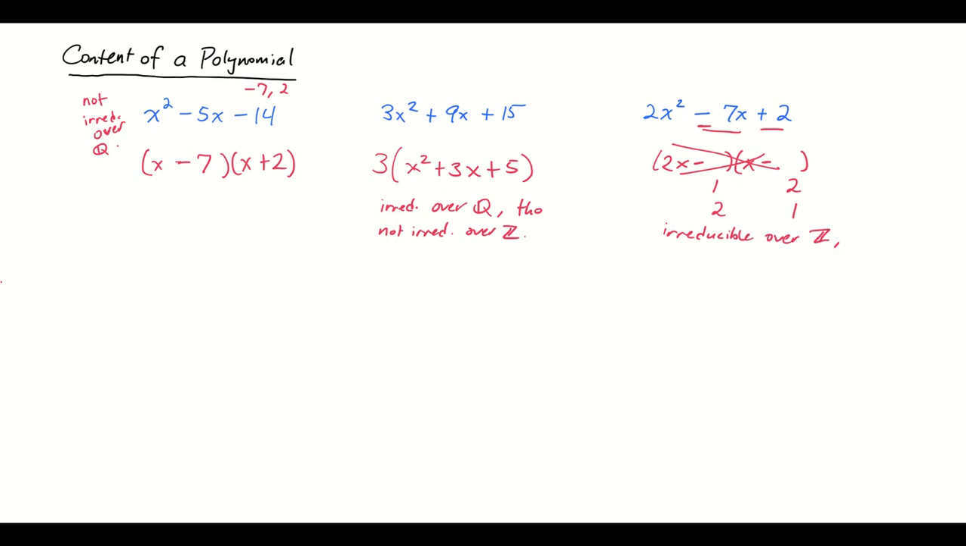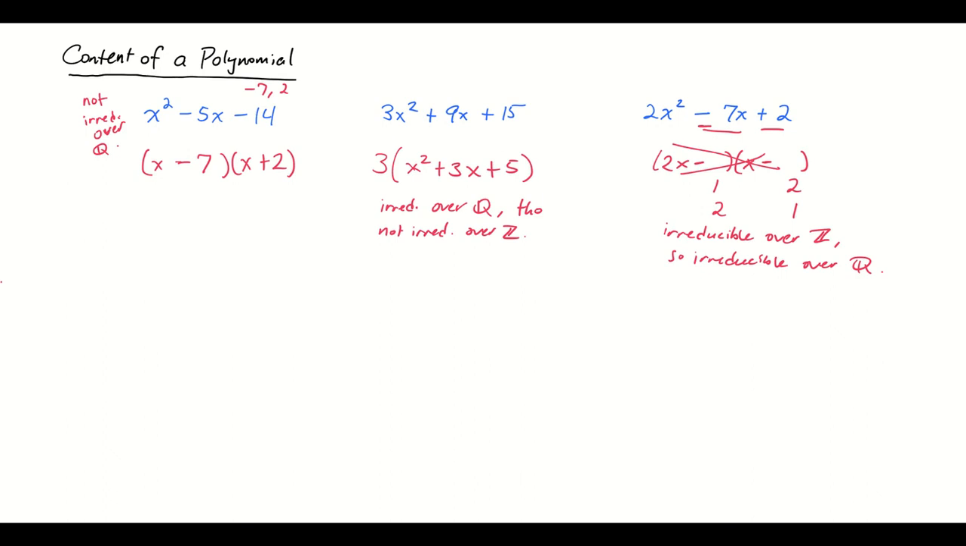And the theorem that we are working up towards here is proving that if this polynomial is irreducible over Z, if there's no way to factor into polynomials over the integers, there's also going to be no way to factor over the rationals. But we will prove that later.